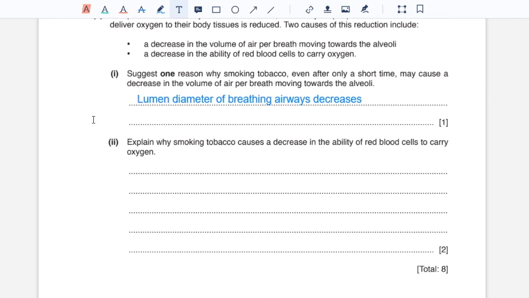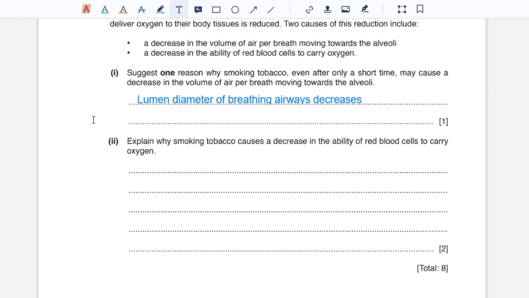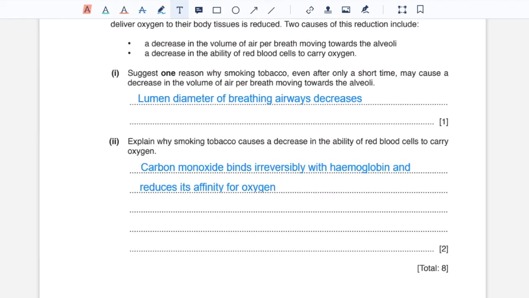Two, explain why smoking tobacco causes a decrease in the ability of red blood cells to carry oxygen. So tobacco smoke contains carbon monoxide, which binds irreversibly with hemoglobin in red blood cells, and this prevents binding of hemoglobin with oxygen as it decreases the affinity of hemoglobin for oxygen.